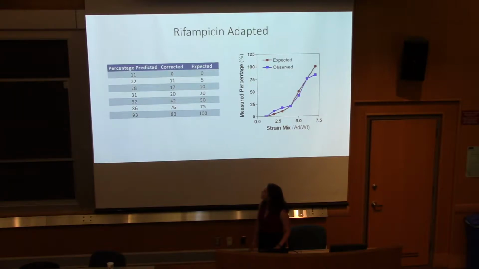The leftmost column shows the percentage of resistant cells predicted by the logistic regression. The center column shows those values corrected for noise, and the rightmost column shows the actual percentage of resistance. So you can see that the predictions and actual ratios are pretty close to each other from this graph.